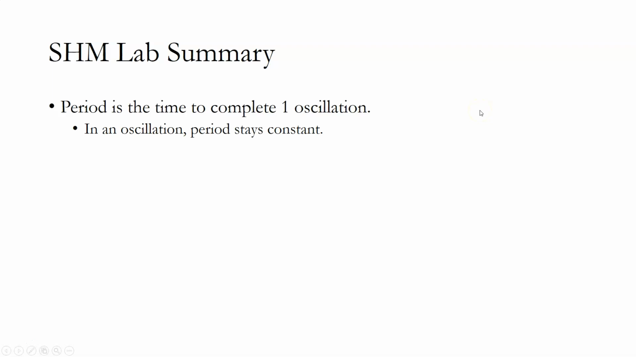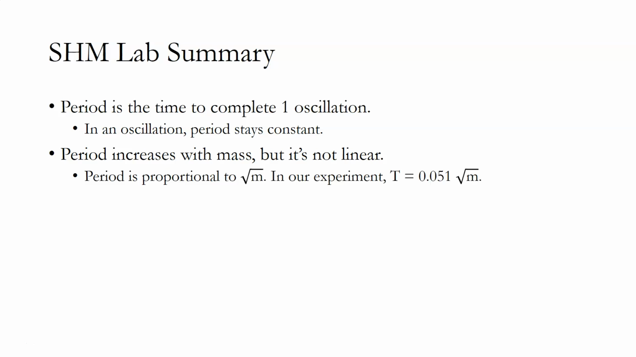Just summarizing the entire set of results for the days, I'm going to talk through that real quick. Things we learned: period is the time to complete one oscillation, and on day 1, in that first time we took data, we found that in an oscillation the period stays constant. As long as we have an oscillation going, we don't see the period lengthen or contract. Day 2 told us that the period does increase with mass, but it's not linear, and that relationship was to the square root of m. So period was proportional to the square root of m. In our experiment, we found that the period was 0.051 times square root m.